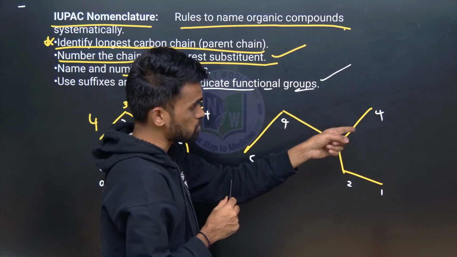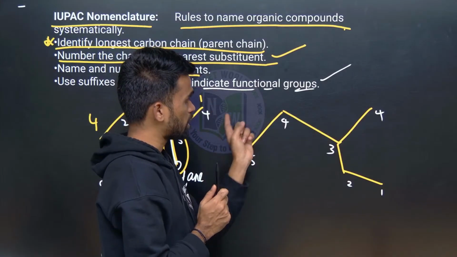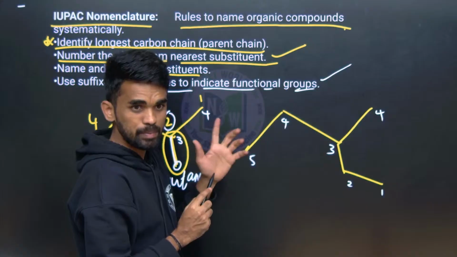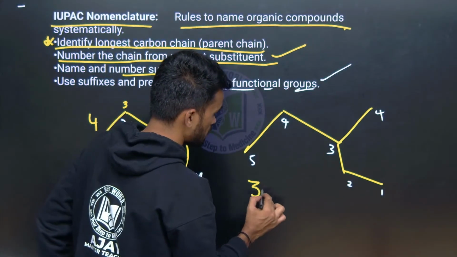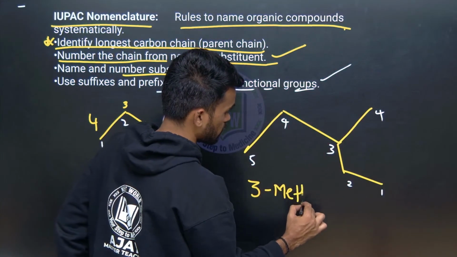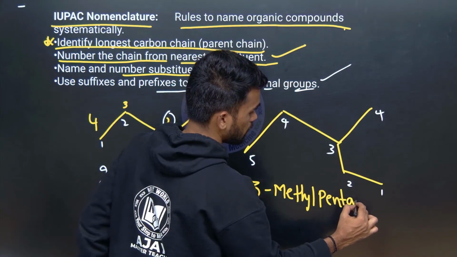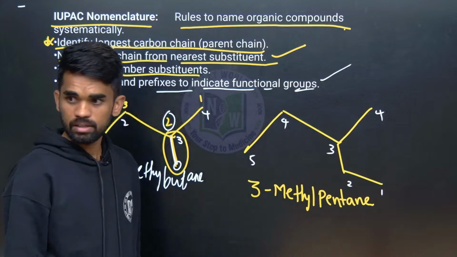What is the position of the substituent? Even if I come from here it is 3 only, here also 3 only. So we can say 3-methyl. Yes, 3-methyl. Next, pent. That's it. Clear now?